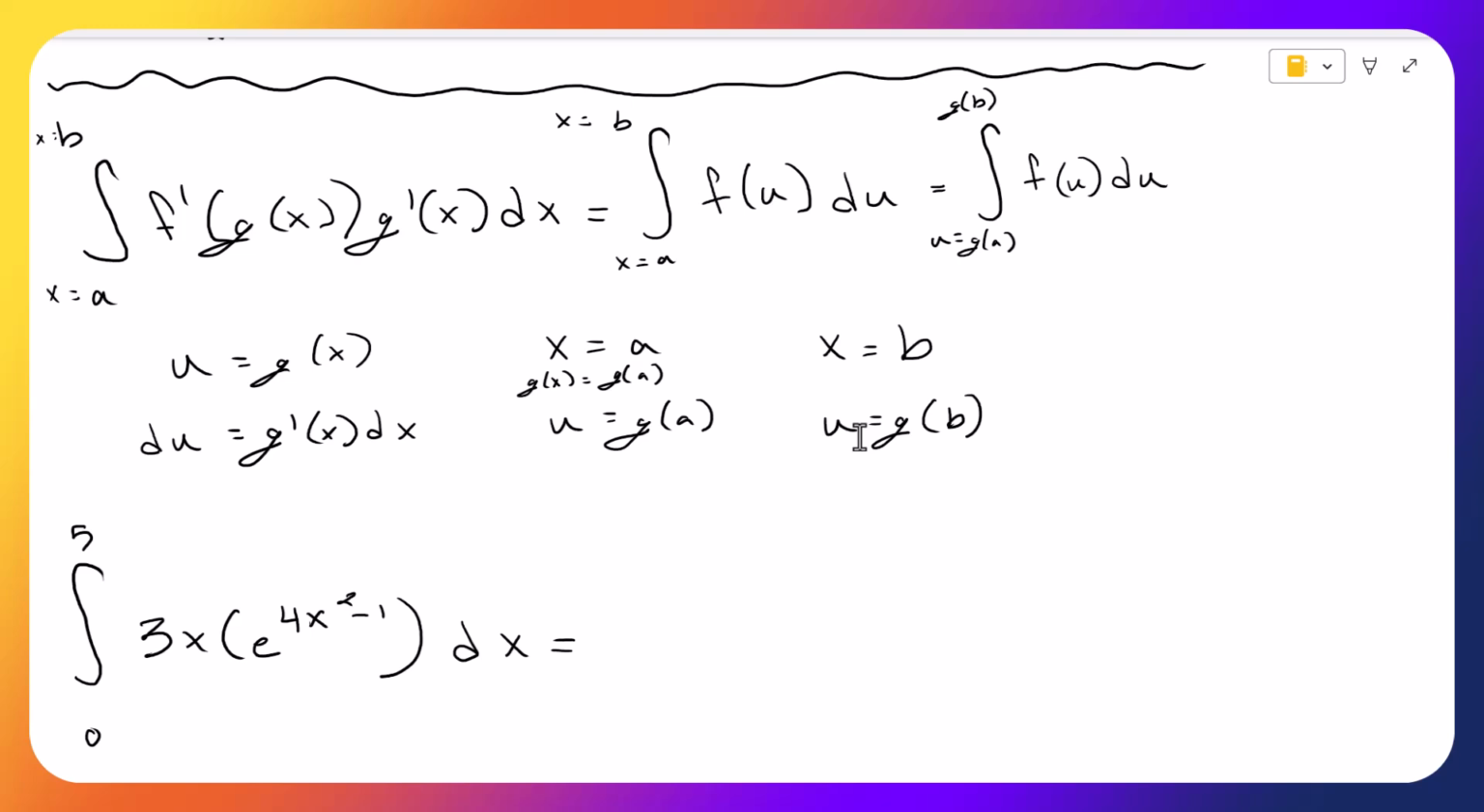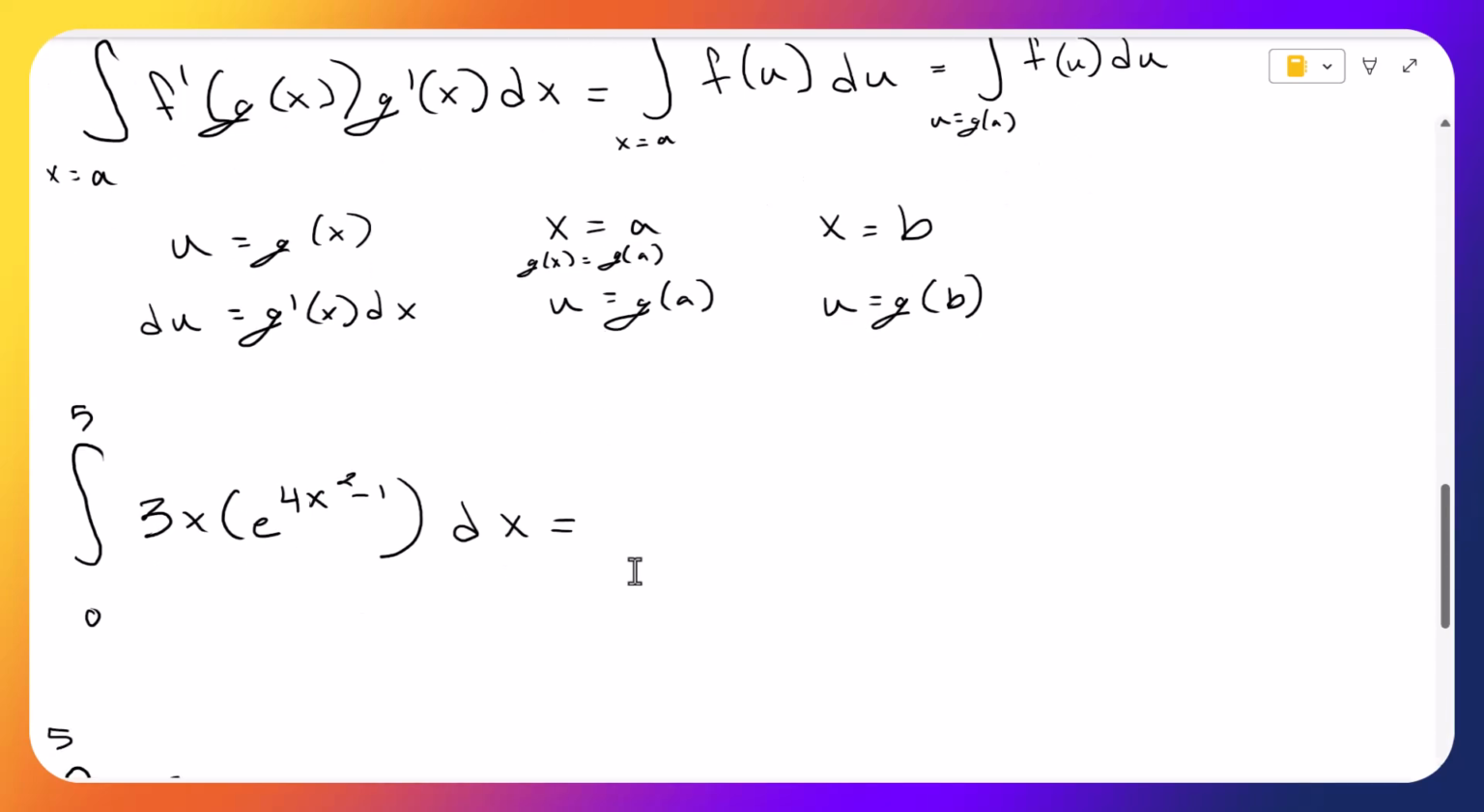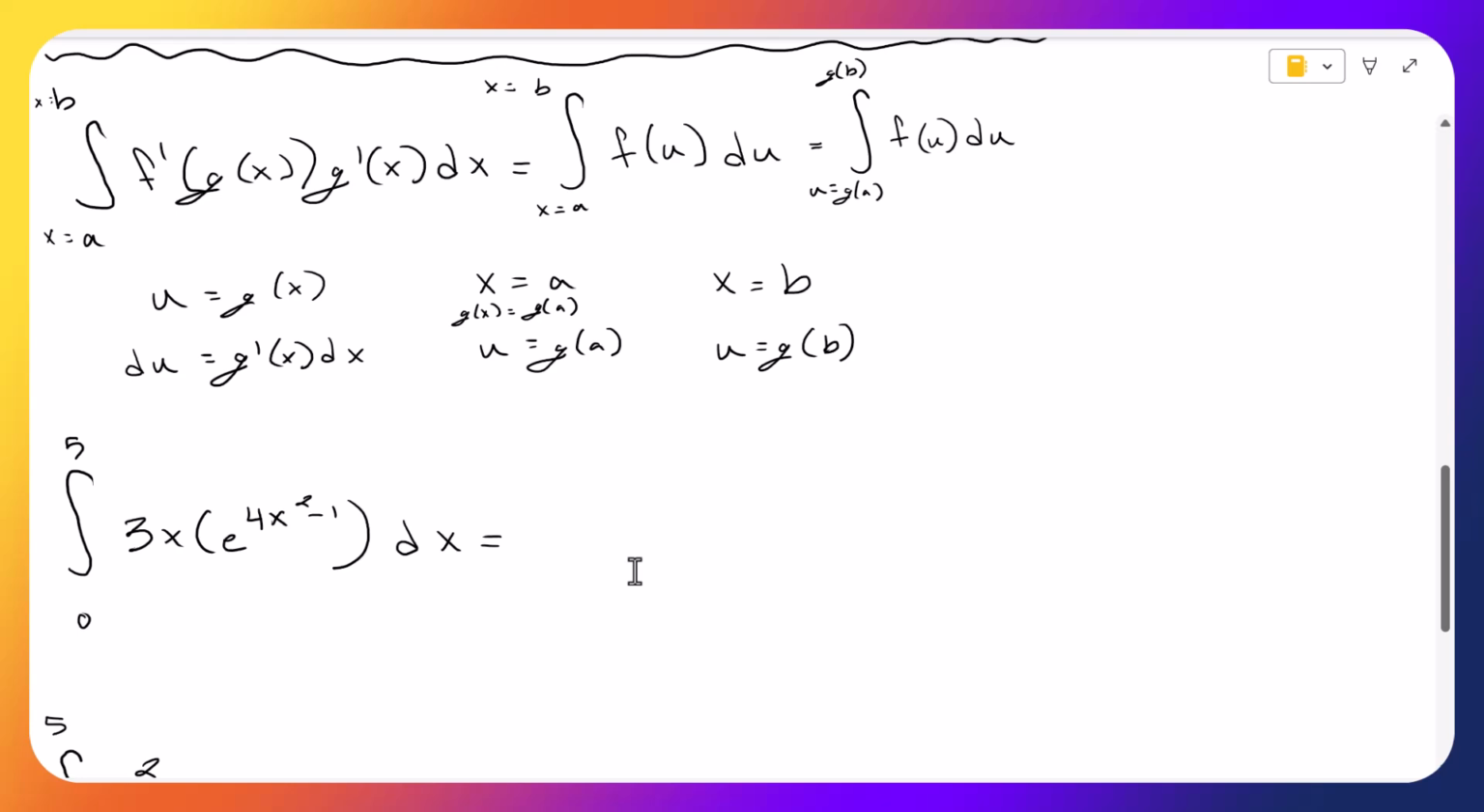I was really confused with this when I first learned this bounds of integration thing. I actually avoided rewriting the bounds of integration because I didn't understand it. And I'll show you what I did.